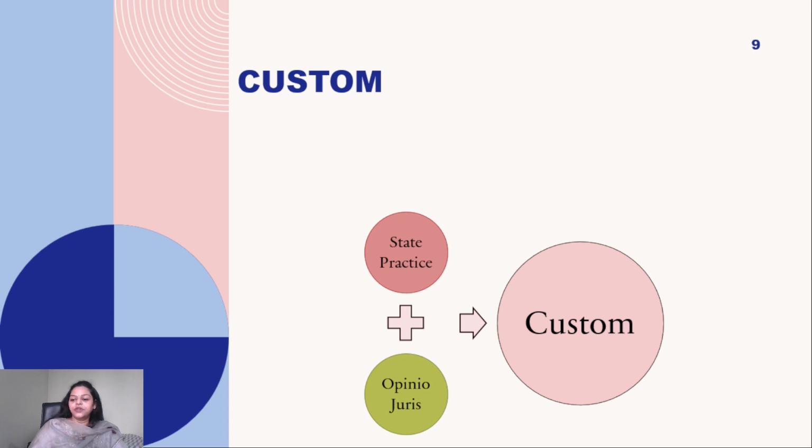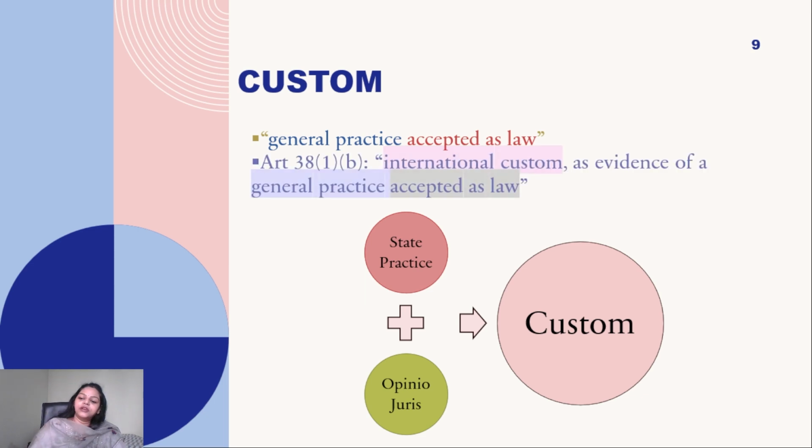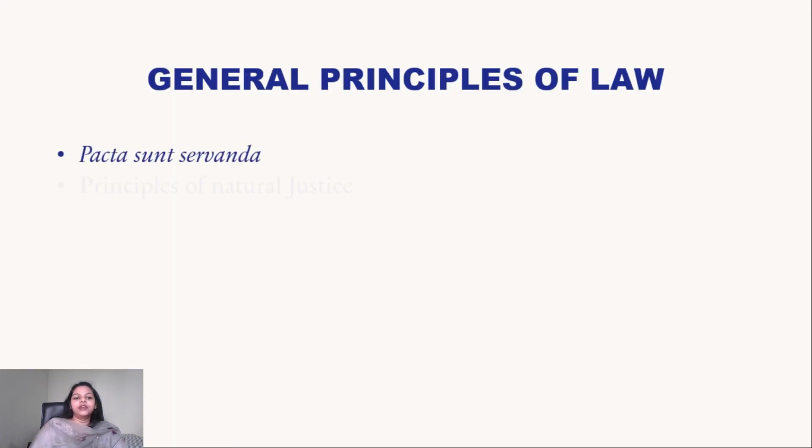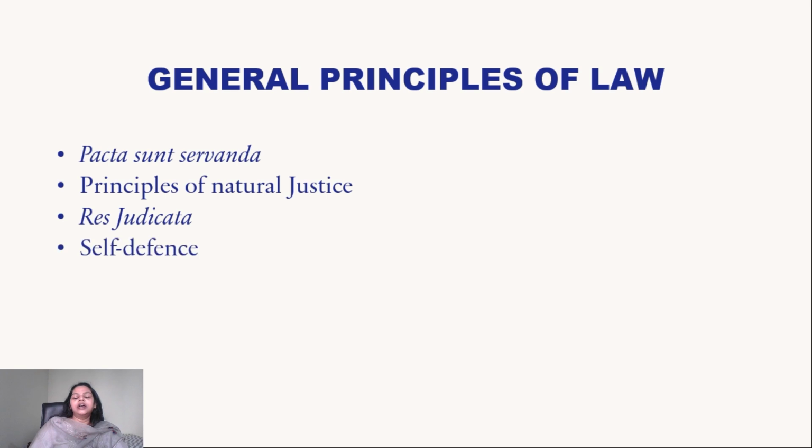Now let us move to the third source, which is general principles of law. So general principles of law are certain principles which are accepted as principles of law and are present in most of the developed legal systems of the world. So, for example, there can be certain principles of law from administrative law which are common in most of the national legal systems of the world, and therefore they have a very significant relevance in international law also.